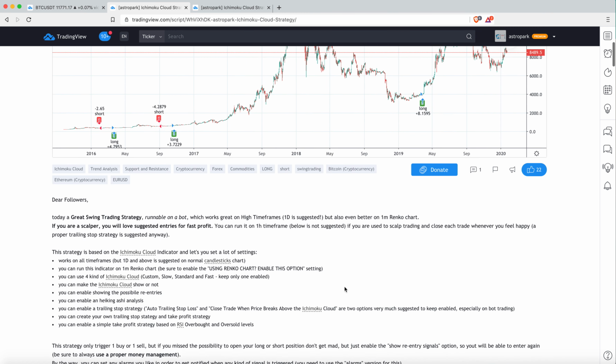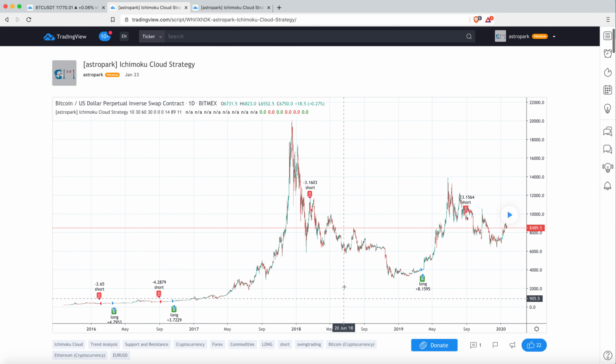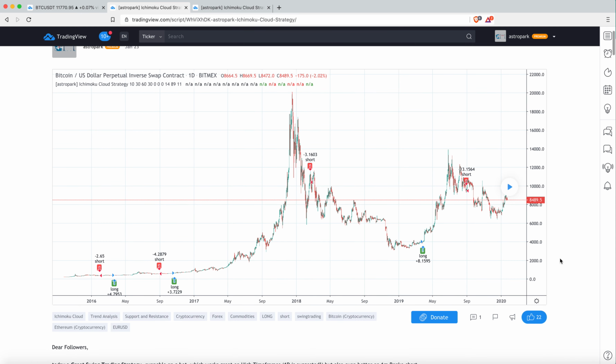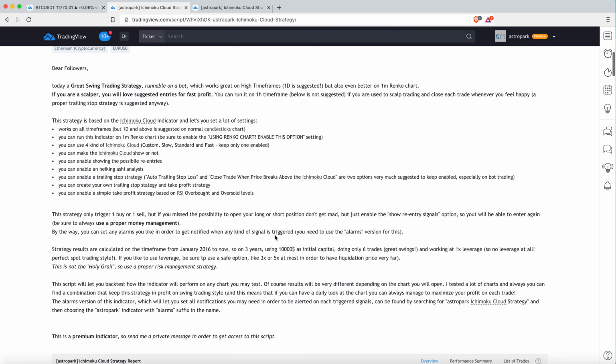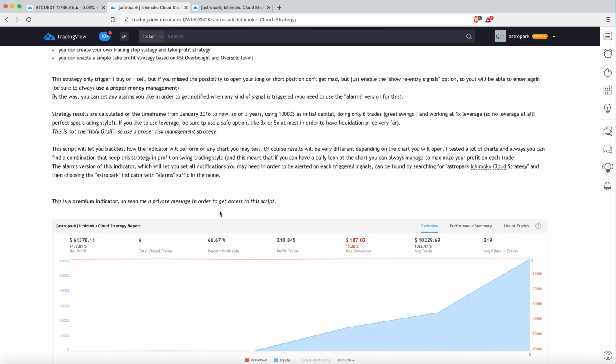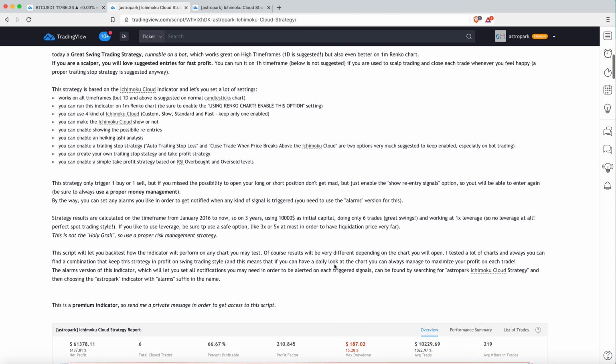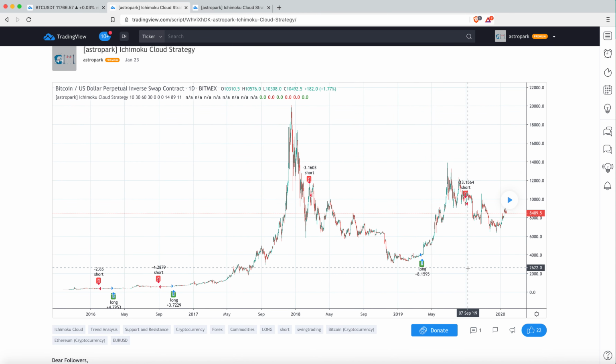This is an indicator based on the Ichimoku cloud. It works on many time frames. What I suggest is to use it on 4 hour or 6 hours or the 1 day, for example here. Just be sure to always check the profitability of the indicator in the time frame you are on, okay? And of course also the chart you are on.